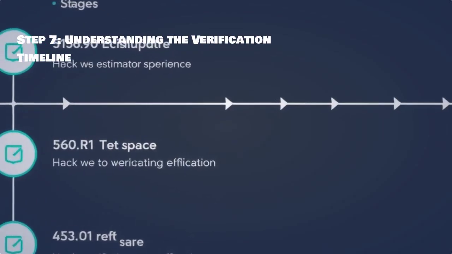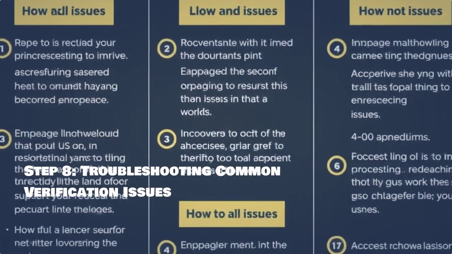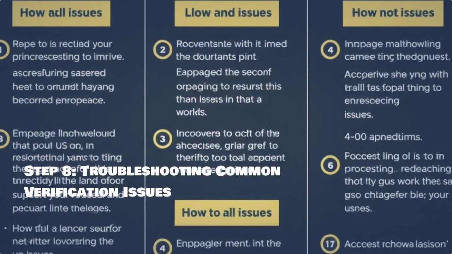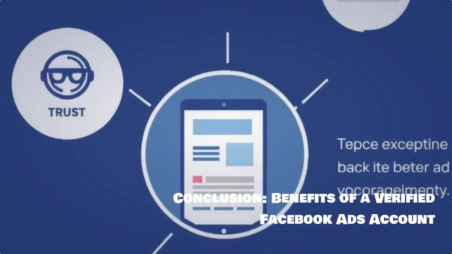After submission, understanding the verification timeline is important. It can take a few days up to several weeks, so patience is key. If you hit a roadblock, don't worry. We'll walk through some common verification issues and how to troubleshoot them. In conclusion, a verified Facebook ads account opens doors to increased trust and better ad performance. It's worth the effort.